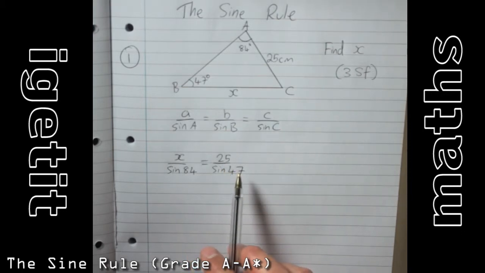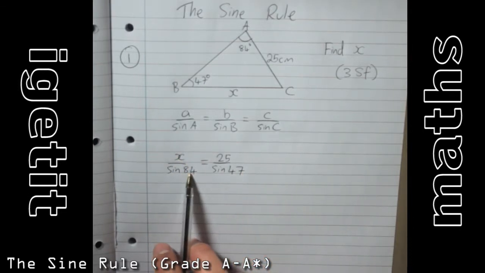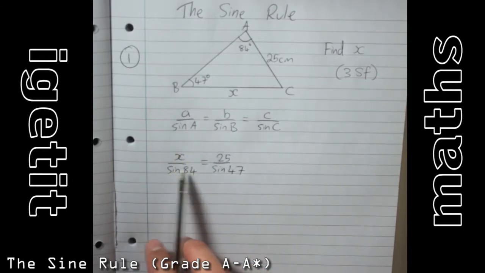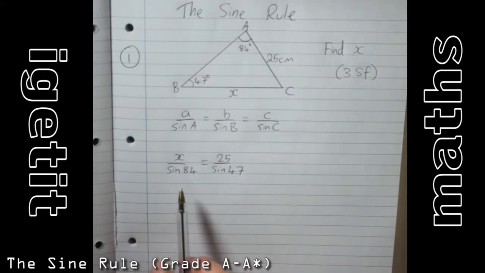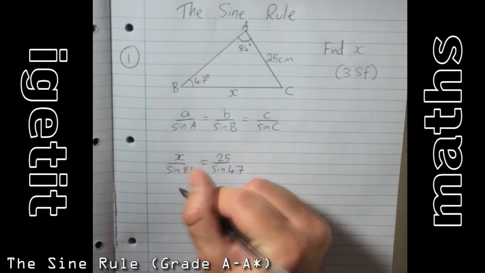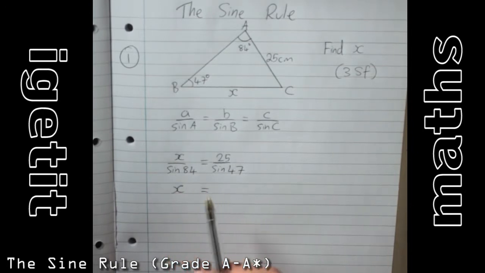So now all we have to do is rearrange it slightly. You've got an x. This is what we want to find, and it's being divided by sine 84. So to get x on its own, we need to think, how do we get rid of divided by sine 84? Well, we do the opposite of divide by sine 84, which is multiply by sine 84. So on this side, that will get rid of sine 84 and leave us with just x on its own. On the right hand side now, we need to do the same thing, which is multiply by sine 84.